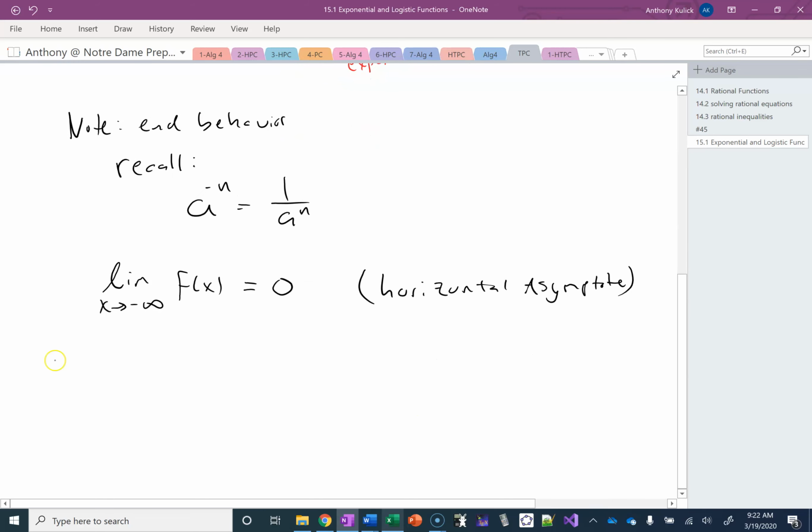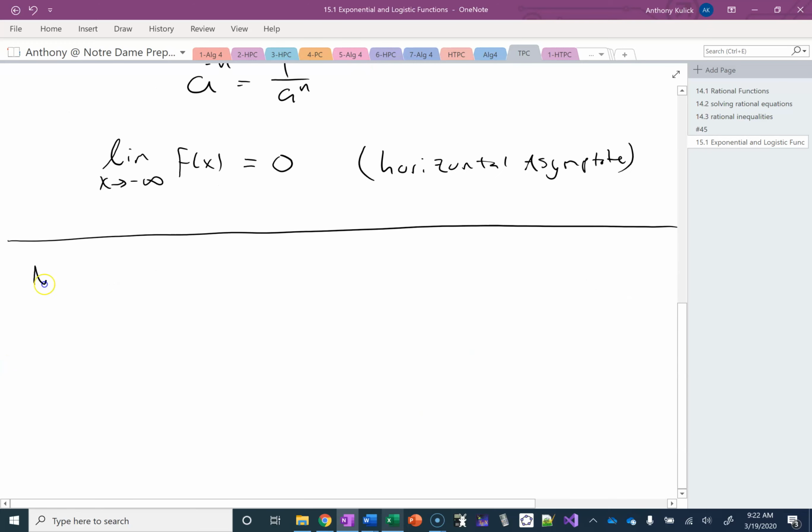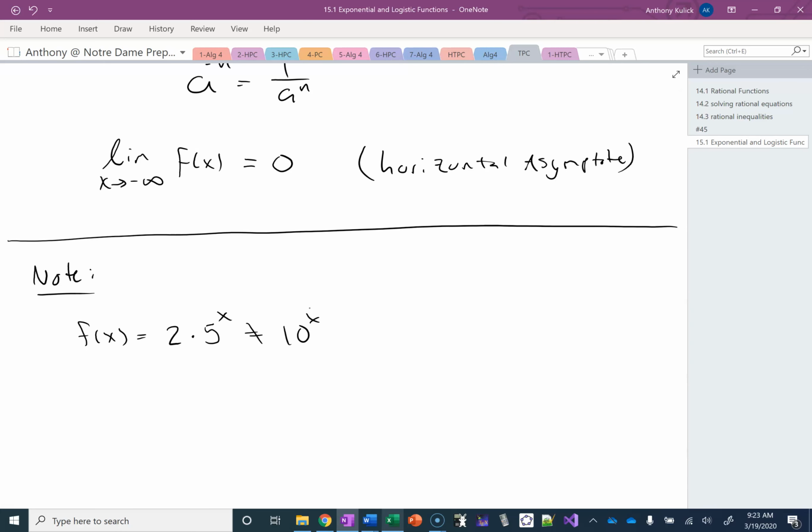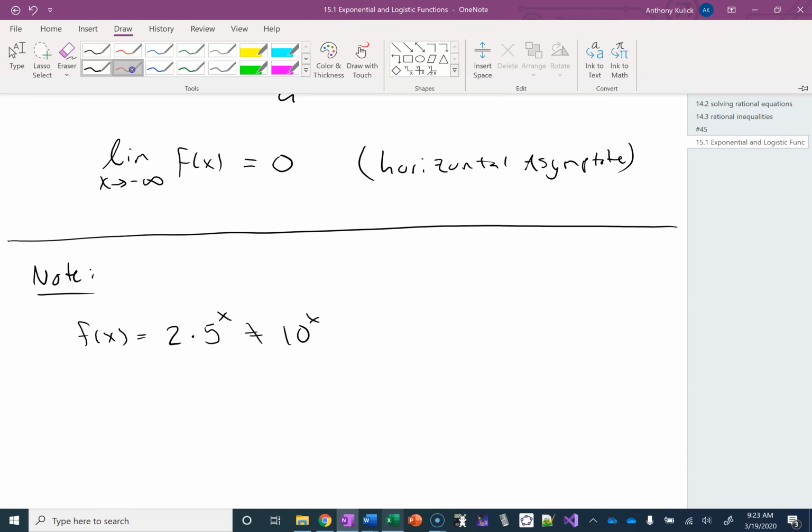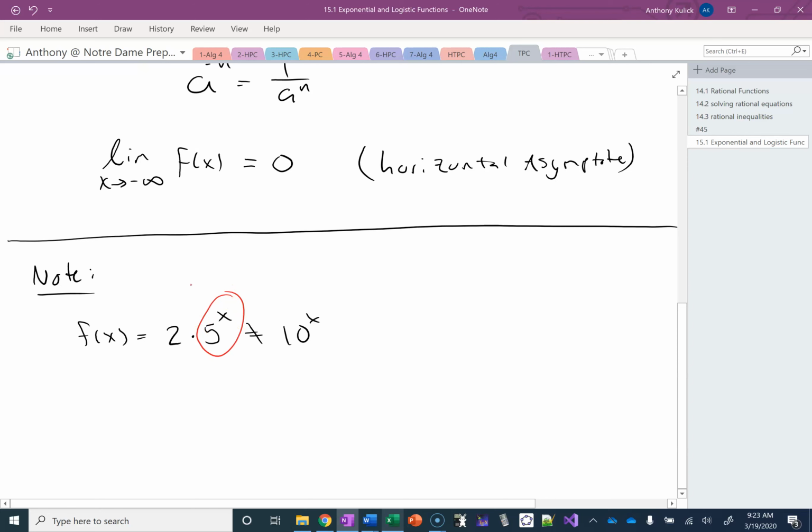So a second note is just like a clarification. If I have the function 2 times 5 to the x, that is not the same thing as 10 to the x. You cannot multiply those two things together. You're violating the order of operations. In the order of operations, we'd have to do the exponent before we can do the multiplication. So you are absolutely positively not allowed to do something like this.